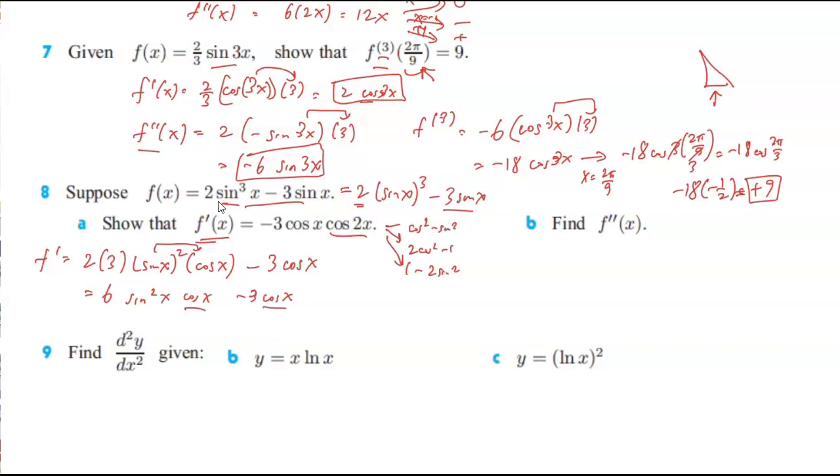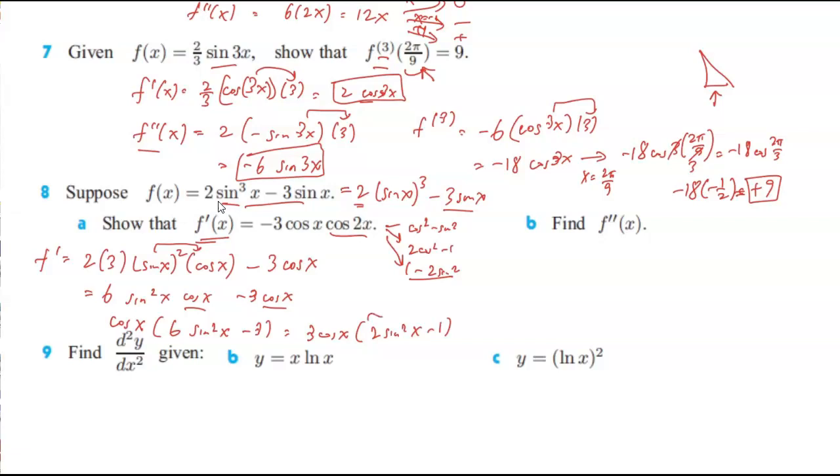Let's factor out this common factor, and maybe that'll help. Cosine x factored out, 6 sine squared x minus 3. Ooh, let's factor out a 3 too. 3 cosine x, 2 sine squared x minus 1. Oh, now it really looks like this, right? The only difference is it's backwards.